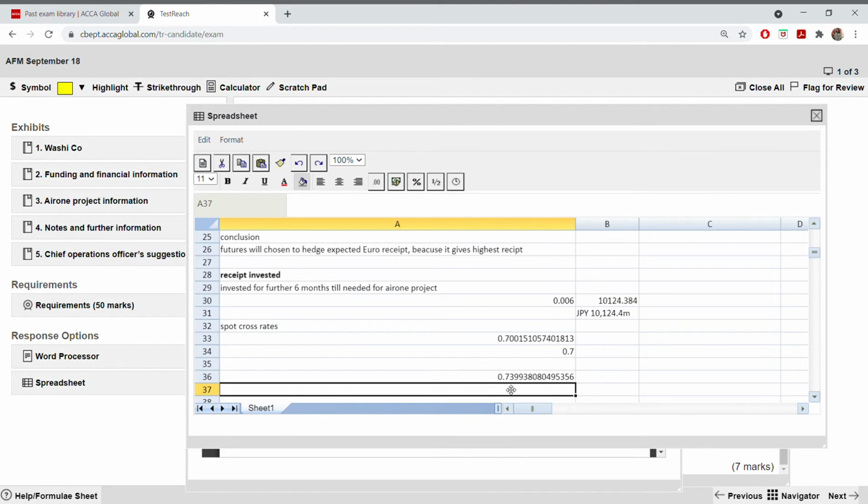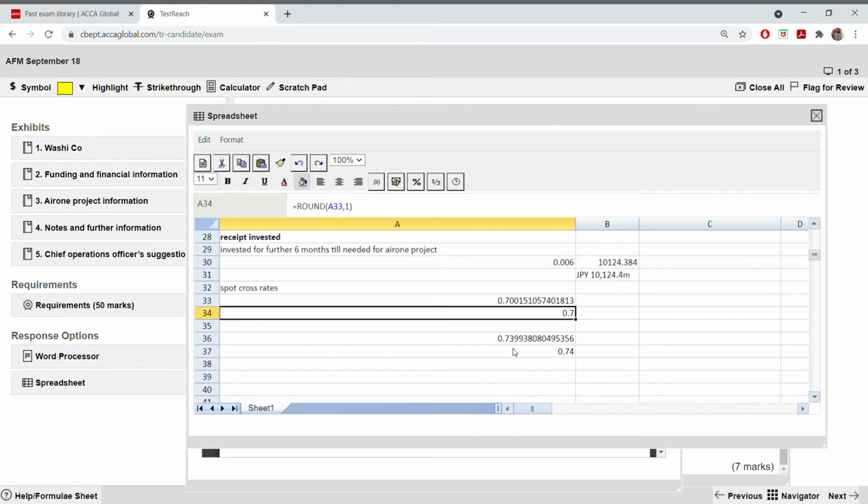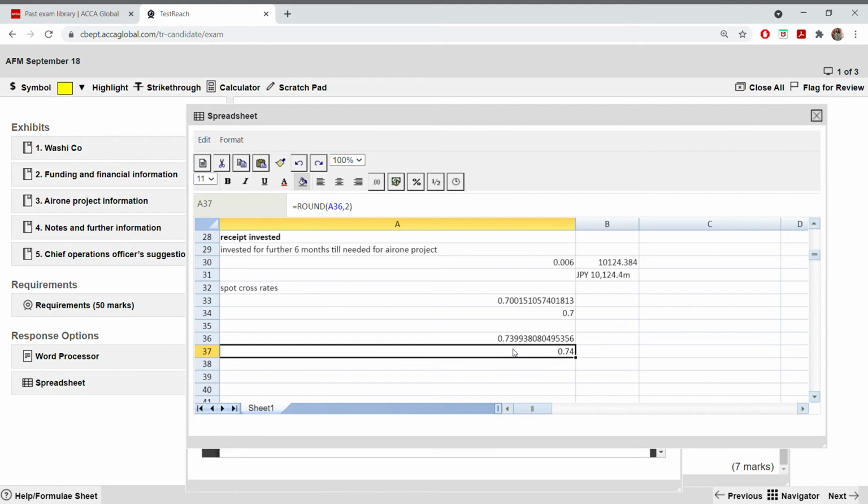Because if I round this to 1 decimal place, what happens? This is also 0.7, and this is also 0.7. It cannot be like that. You need the ask and the bid price, the two rates. So equal to round this number, comma 2 decimal places. Now do you see it is 0.7 and 0.74. Definitely the lower is the bid price. This is the buying rate, this is the selling rate from the bank's point of view.